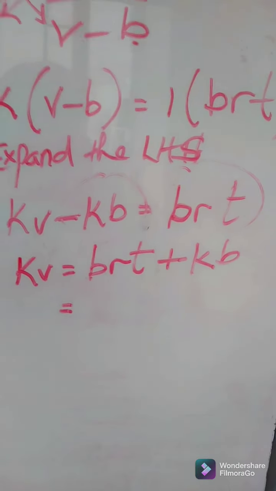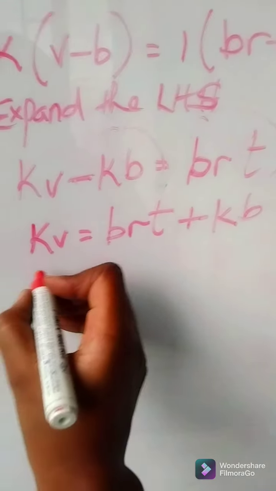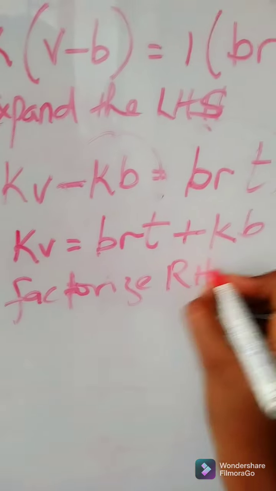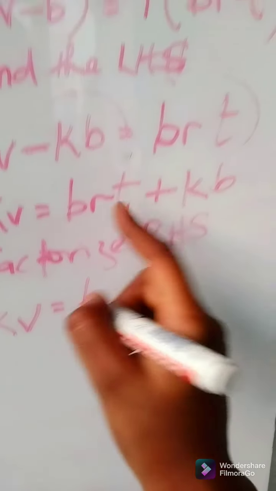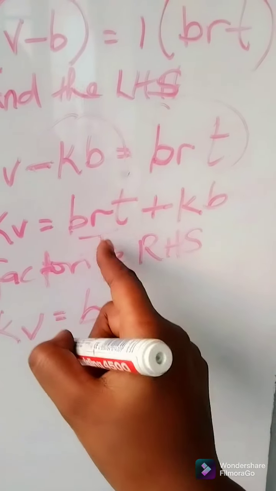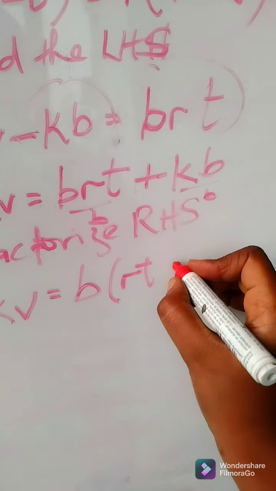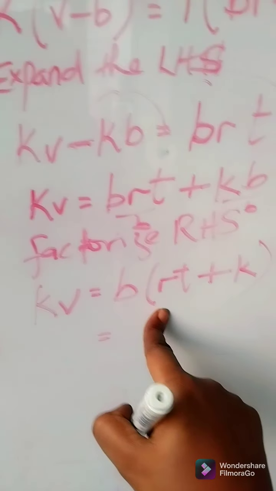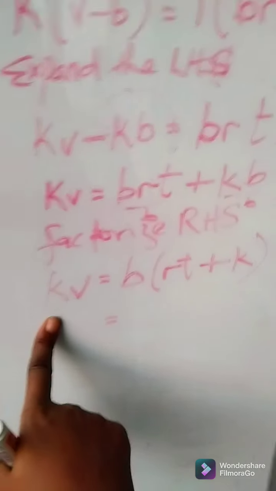So what do we do next? We have b common in both terms, so we're going to factorize the right hand side. So kv is equal to b, which is common, right? b divided by b gives us 1, brt divided by b will give us rt. Kb divided by b will give us what? k. So we have b into bracket rt plus k equal to kv.